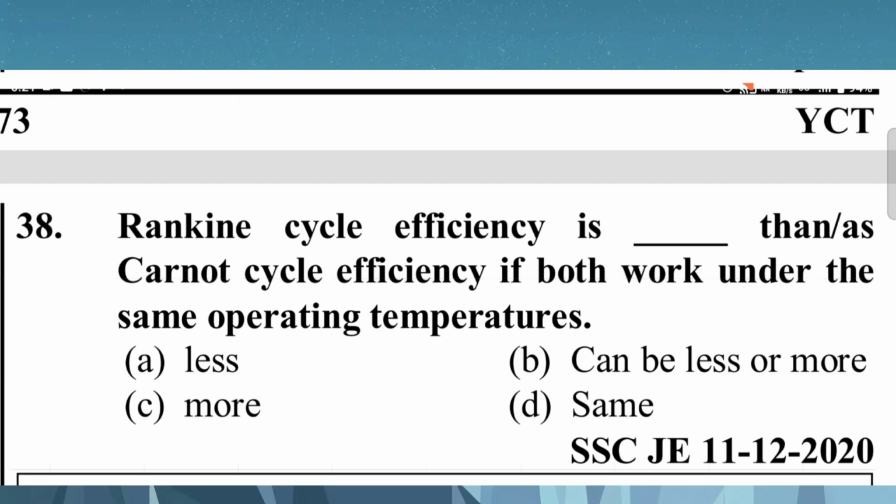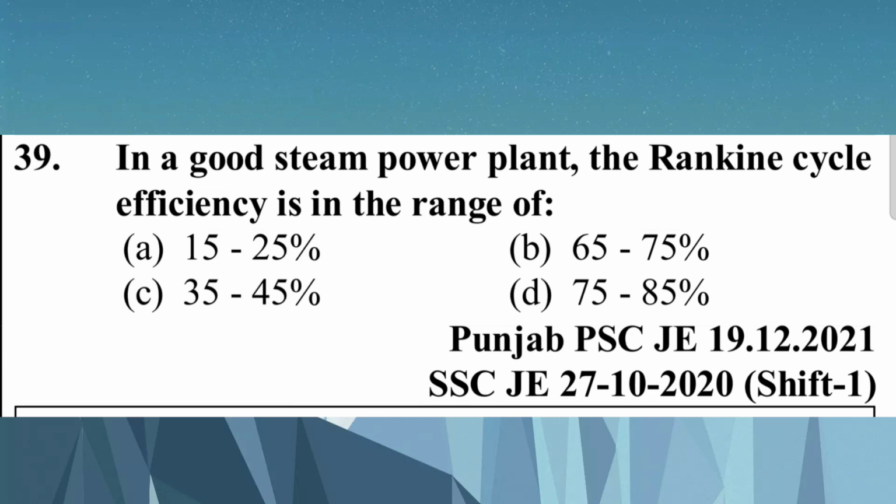Question number 38. Rankine cycle efficiency is dash than the Carnot cycle efficiency if both work under the same operating temperatures. A. Less. B. Can be less or more. C. More. D. Same. Rankine cycle efficiency is less. Carnot cycle efficiency is always more. This is the theoretical ideal cycle.